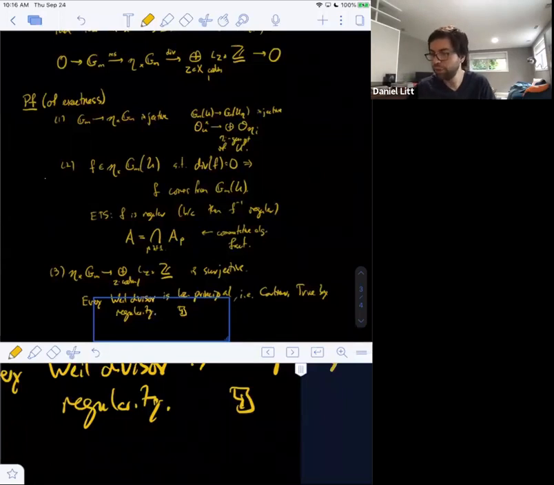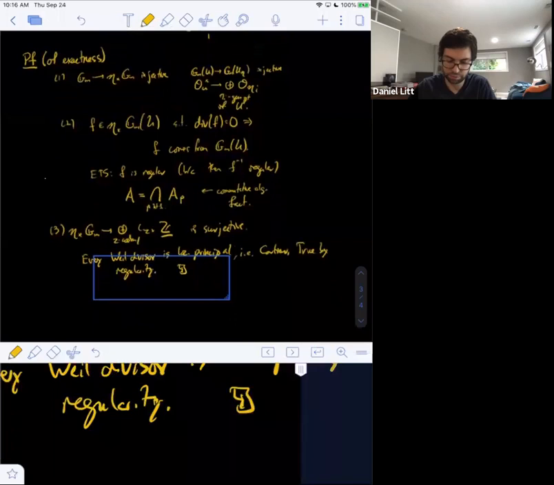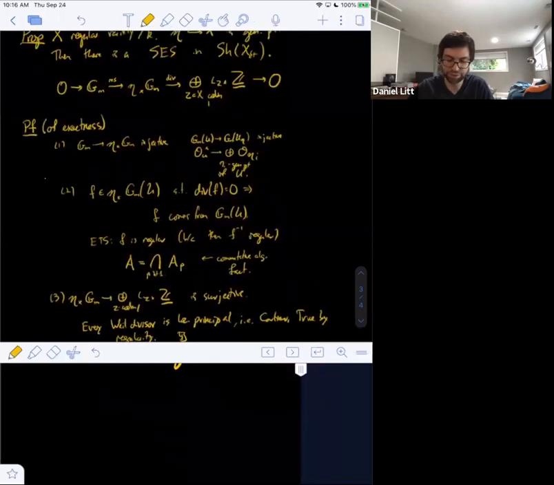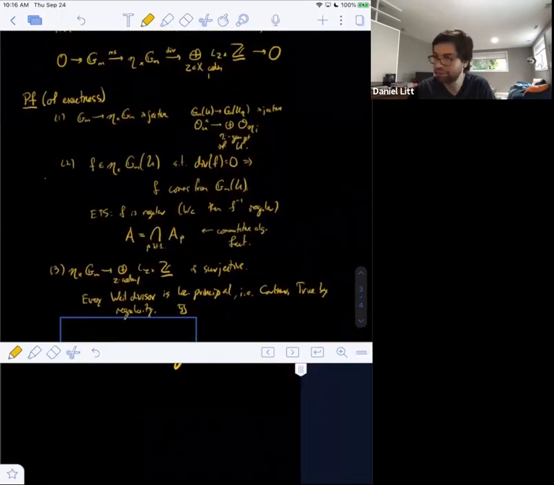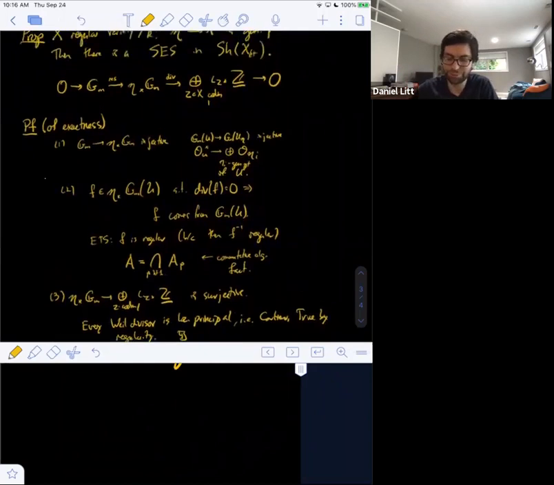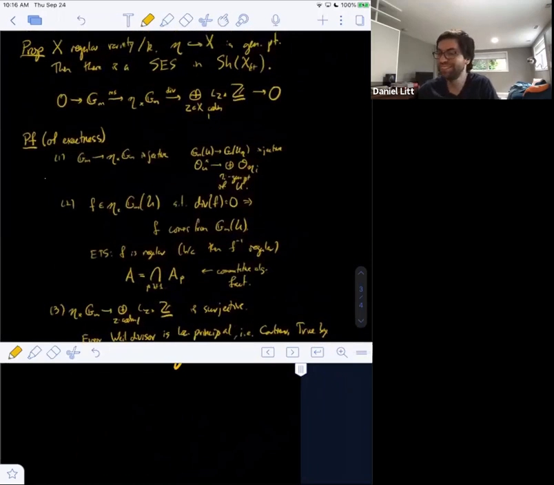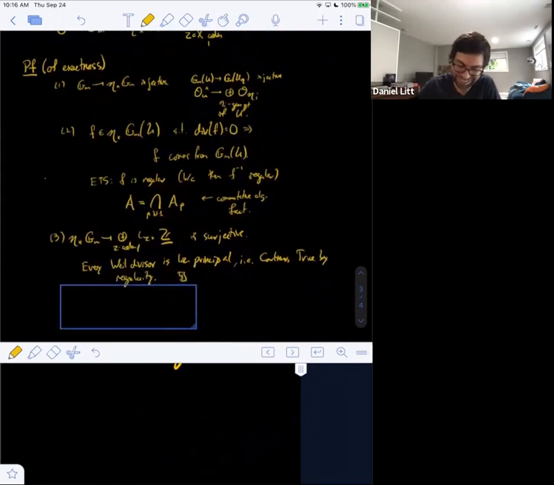All right, so what have we gained from this? So we now have this short exact sequence. So what does that give us? Anyone? What do you do with a short exact sequence of sheaves? Take cohomology. Yeah, so let's take the cohomology.